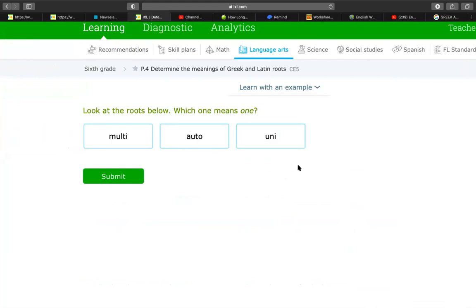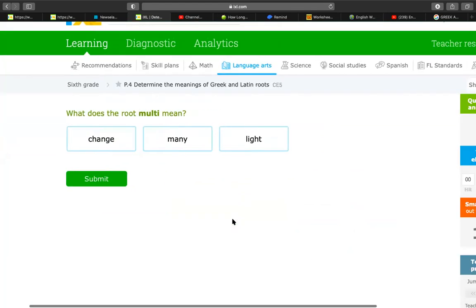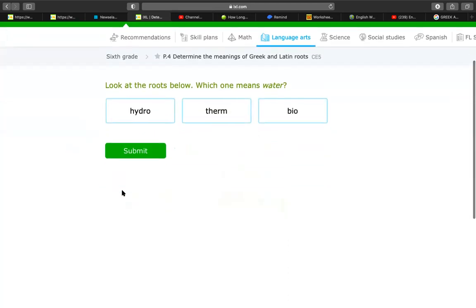Multi, auto, uni. Uni. Unicycle. Unilateral. What does the root multi mean? Change, many, or light? Many. Multitude, many people.